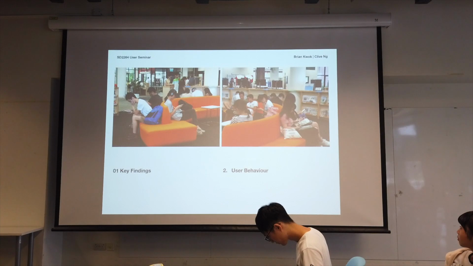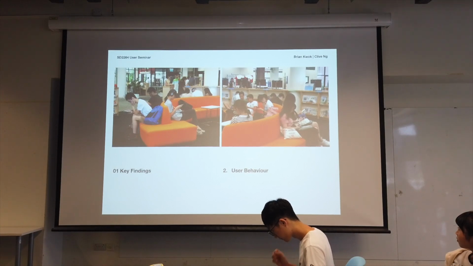And the second key finding is the user behavior. As Jackie mentioned, most of them are using mobile phones and doing their individual activities in that area, but only one of them is really using that area for newspaper and magazine reading.